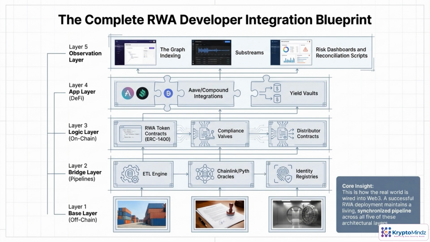You can now see this blueprint as a full pipeline, wiring real-world value into Web3 and back out to users. At the bottom, assets and legal claims generate data and cash flows. The bridge layer cleans and feeds that data into on-chain logic, token contracts, compliance controls, and payout distributors. DeFi apps then plug into those tokens with money markets and vaults. Finally, analytics, indexing, and risk dashboards watch everything. Robust RWA systems keep all 5 layers synchronized, or the whole structure drifts away from reality.